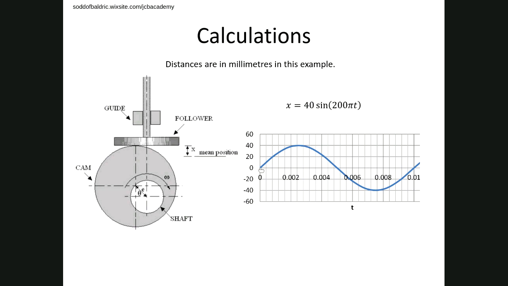So the mean position is typically set halfway, the distance of the maximum throw of the cam, for want of a better word. Because it's sinusoidal, we have a sine in the equation, and x is the displacement set by this cam. This cam is in millimeters in this example to make stuff effective.